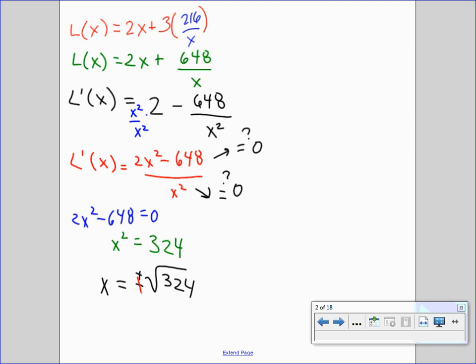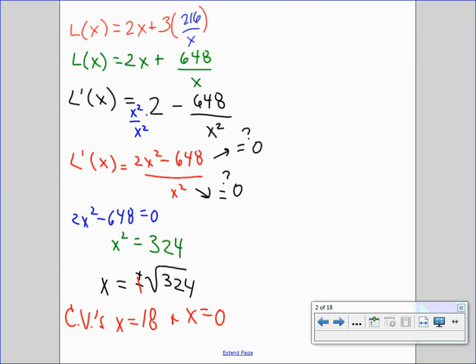And so what is my critical value that is the result of L prime equaling 0? Tyler? 18. Awesome. So it looks like we've got a critical value at x equals 18. Are there any values of x for which L prime is undefined? Yes. If the bottom of this fraction equals 0, then L prime is undefined, and that happens when x equals 0. So I've got critical values at x equals 18 and x equals 0 after considering my L prime equaling 0 or being undefined. What questions do you have up to this stage?